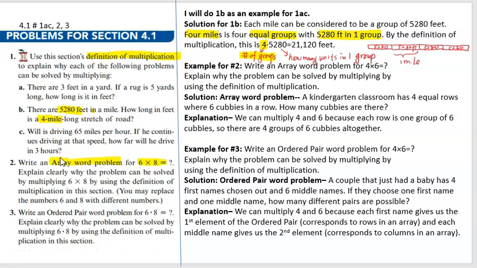And also you have to explain, using the definition of multiplication, why this problem can be solved by multiplication, not addition or division. For the word problem, an array problem just looks like an array, rows and columns. So the example I have is a kindergarten classroom has 4 equal rows, where there are 6 cubbies in a row.